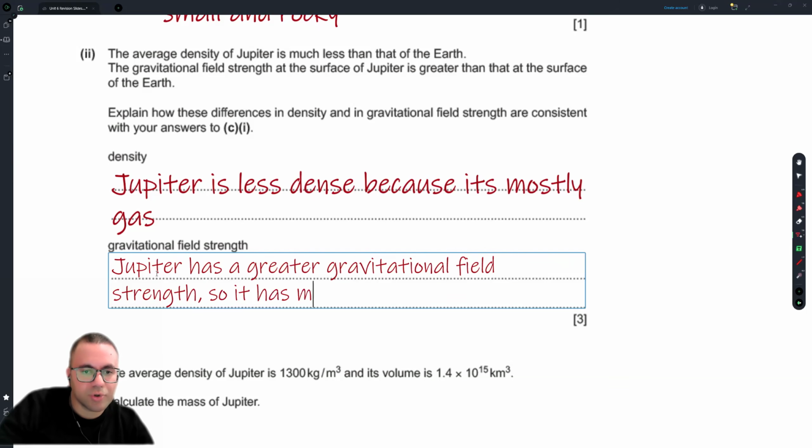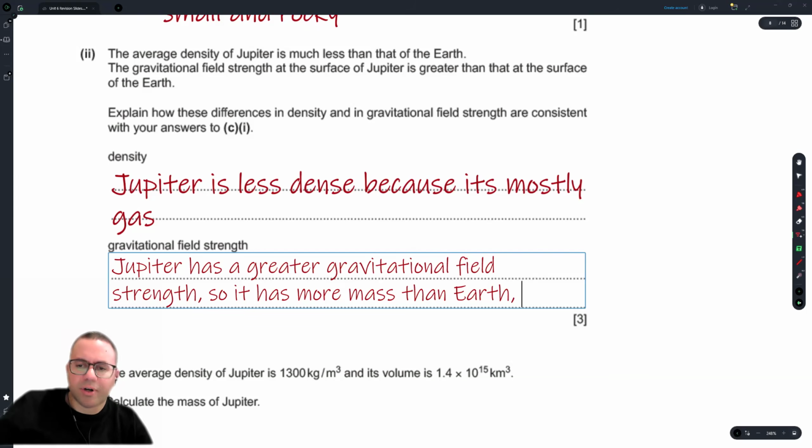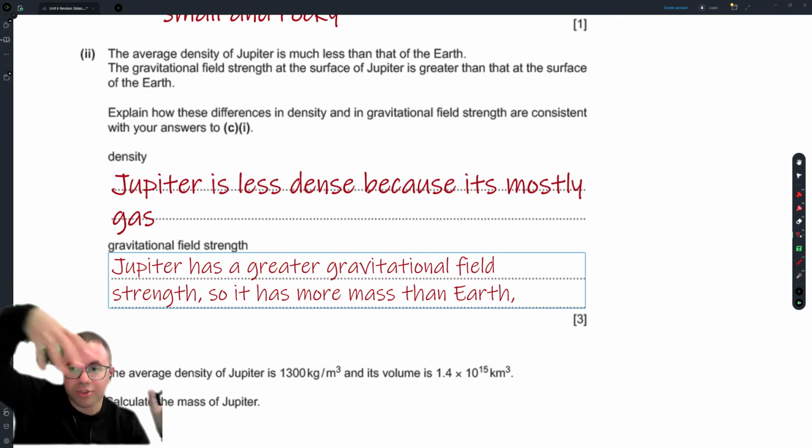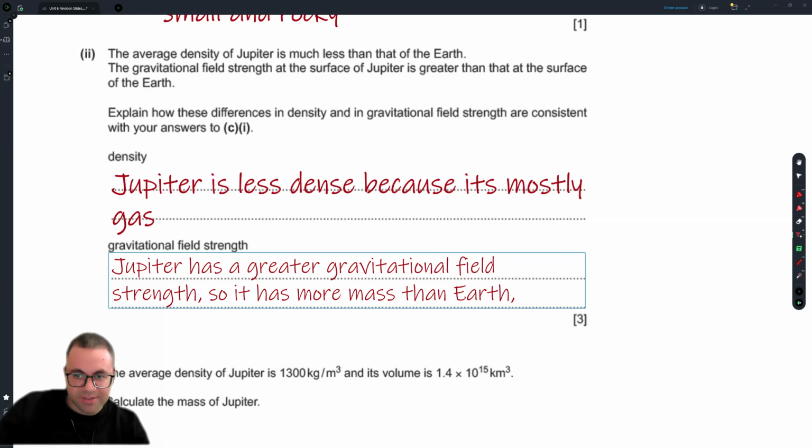So it has more mass than Earth. Now, there are three marks though. So clearly we have to say more, because gravitational field strength actually requires a little bit more. So sure, it has more mass. But keep in mind, Jupiter is less dense, right? But because it's so much larger than Earth, its volume is so much larger than Earth, it still has more mass.